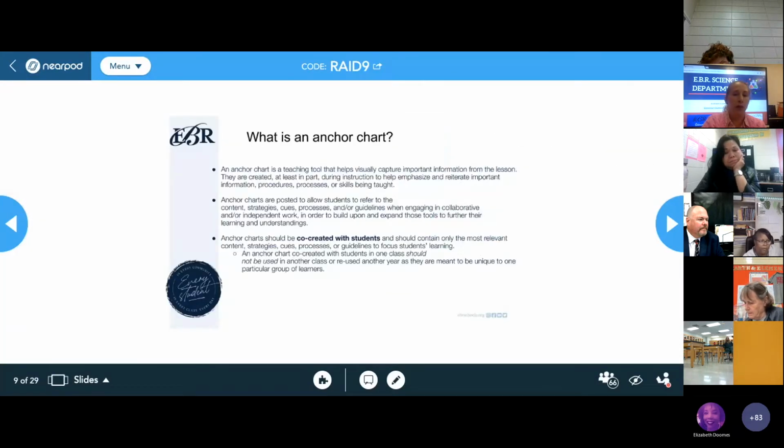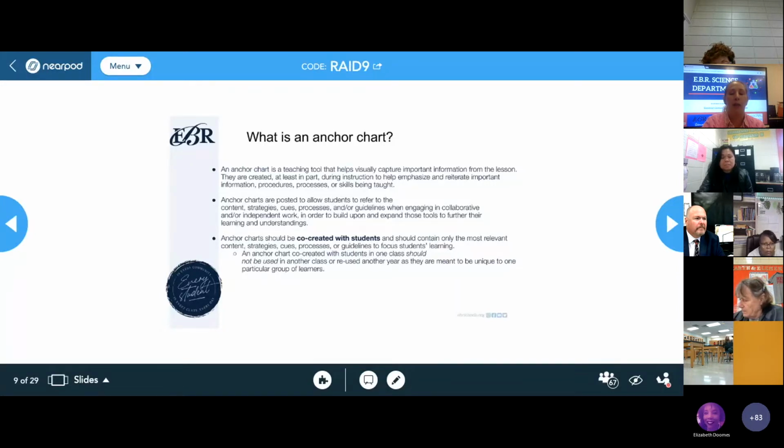So here, what is the anchor chart? It's a teaching tool that helps visually capture important information from the lesson. They are created during instruction to help emphasize and reiterate important information, procedures, processes, or skills being taught. Anchor charts are posted to allow students to refer to the content, strategies, cues, processes, and guidelines when engaging in collaborative and or independent work in order to build upon and expand these tools to further their learning and understandings.